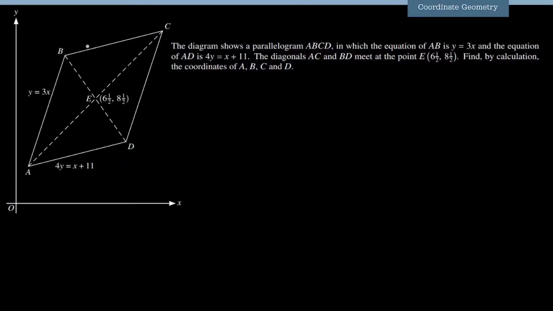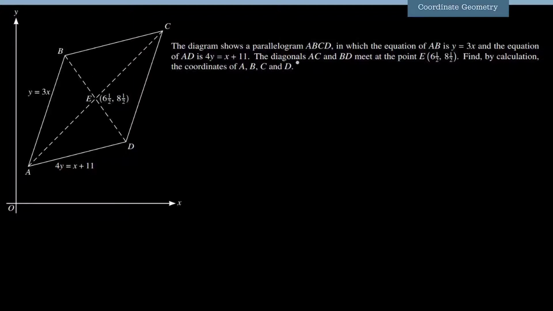In this question, I have been given a figure which is a parallelogram ABCD, and here the equation of line AB is y is equal to 3x. So the equation of this line AB is y is equal to 3x, and the equation of line AD is 4y is equal to x plus 11. So line AD has the equation 4y is equal to x plus 11.